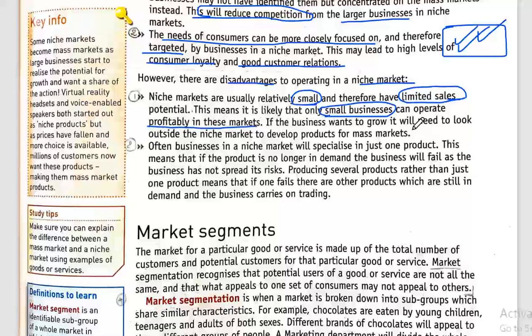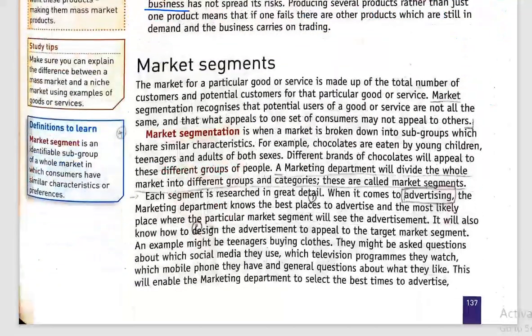If the business wants to grow, it will need to look outside the niche market and develop products for the mass market. So as a small business focusing only on the niche market, you're going to have limited sales. If my objective as a business is just growth, then the niche market is not the right place for me. Also, businesses in niche markets will often specialize in only one product. This means that if the product is no longer in demand, the business will fail. They're doing this specific product for specific people.